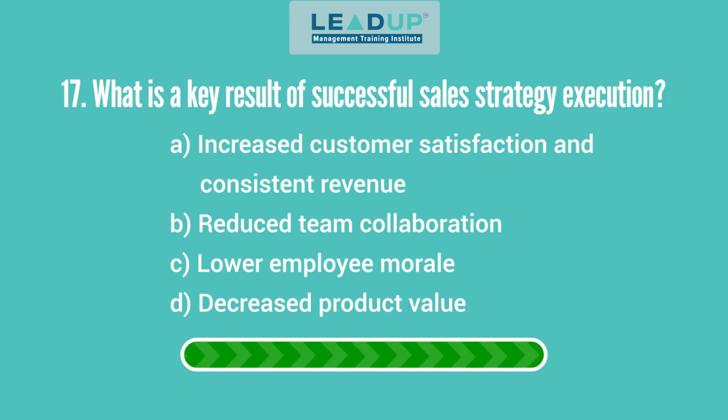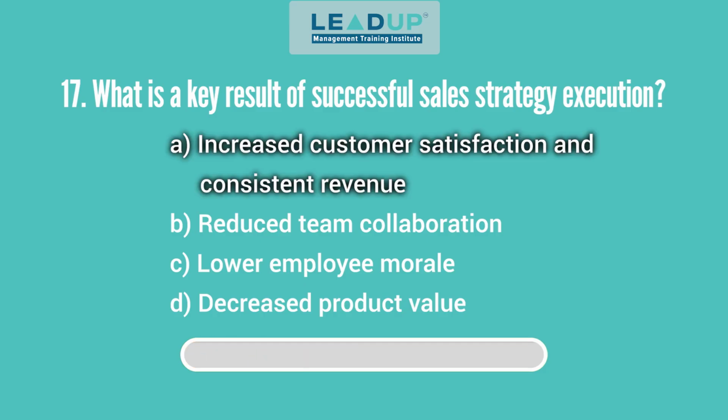Question 17. What is a key result of successful sales strategy execution? A. Increased customer satisfaction and consistent revenue. B. Reduced team collaboration. C. Lower employee morale. And D. Decreased product value. Answer: increased customer satisfaction and consistent revenue.